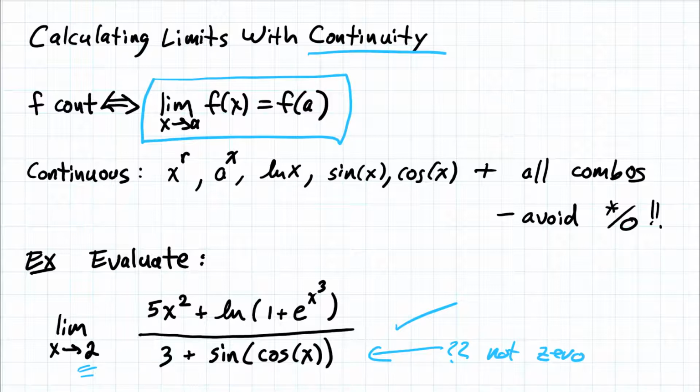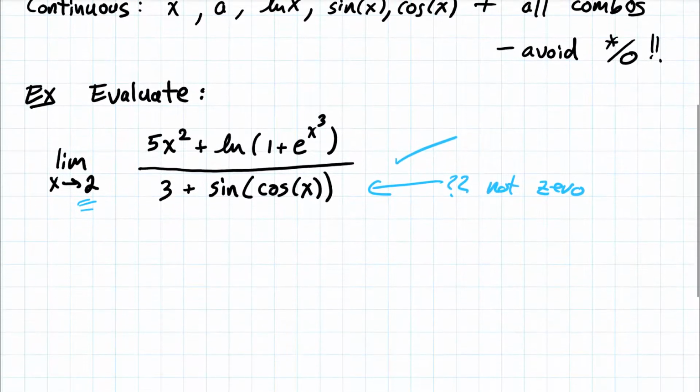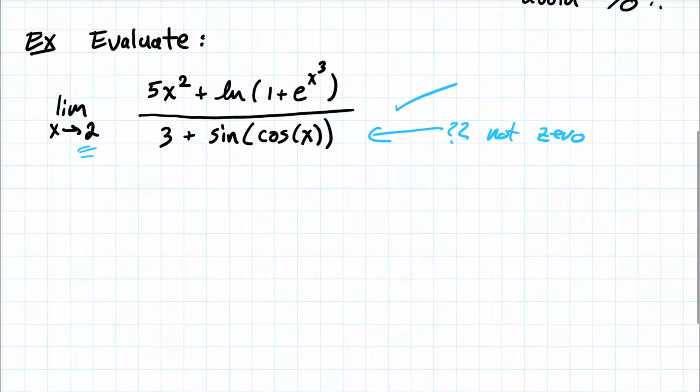And in fact, it's not, because the biggest sine can be, well, it varies between -1 and 1. So when you add 3 to it, you're never going to get small enough to hit 0. So anyway, it's continuous. That means that we can evaluate this limit really easily just by plugging in. In other words, we change all the x's to 2's. And that's how we get our answer.